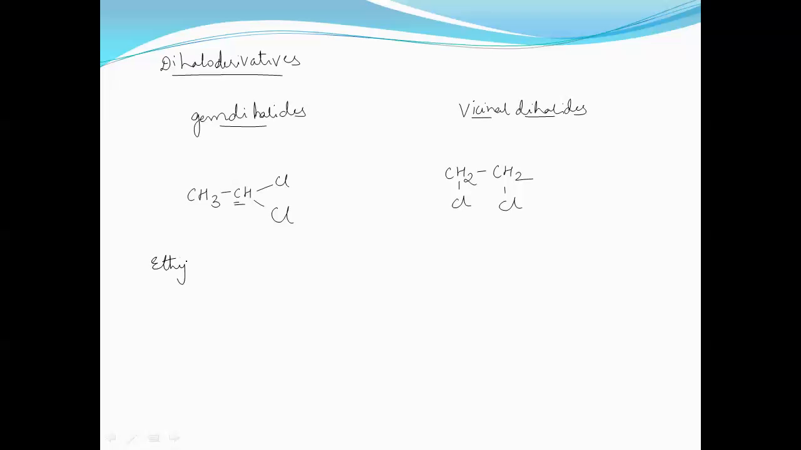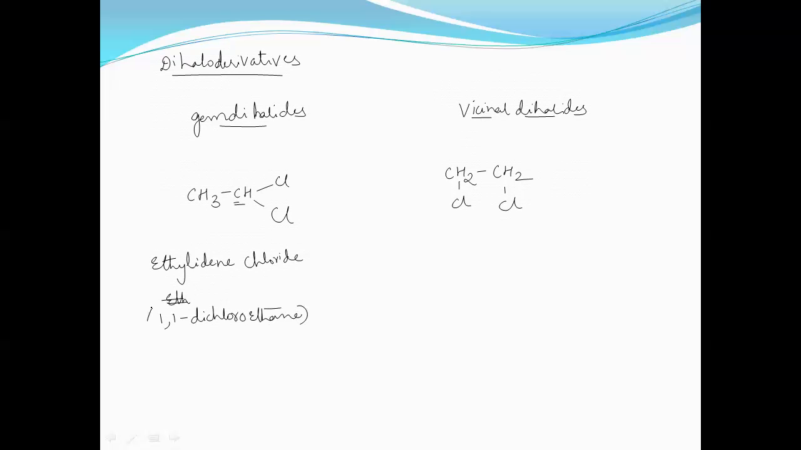The common name for this gem dihalide, CH3CHCl2, is ethylidene chloride, because it is obtained by the addition reaction of ethylene. So the common name is derived from there: ethylidene chloride. And the IUPAC name is 1,1-dichloroethane.